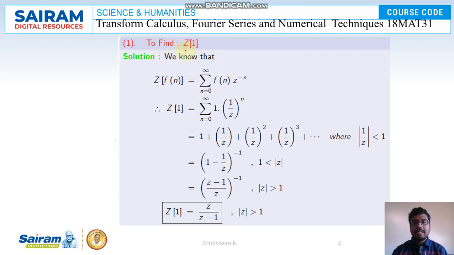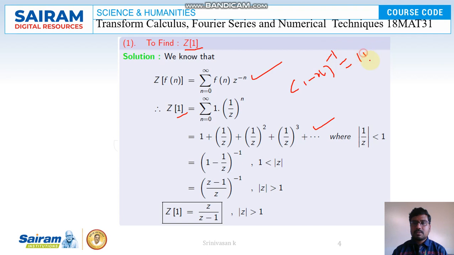What is to find the Z transform of 1? Here the function is 1. If the function is 1 and we apply the Z transform, we will get some result. We know this is the definition of Z transform: Z of f of n equals summation n equal to 0 to infinity f of n z power minus n. Your function is 1, so summation n equal to 0 to infinity of 1, that is f of n is 1, and z power minus n equals 1 divided by z power n. Now substitute n equal to 0, n equal to 1, n equal to 2, and we get this series. So this is nothing but 1 minus x power minus 1.